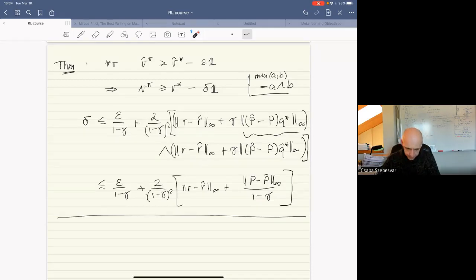Okay. Any questions for this? Well, the results that you standardly see in the textbooks are just for epsilon equals 0, but this is not much harder to get, so why not? All our policies are epsilon approximate anyway, so it's good to have this slightly more general result.